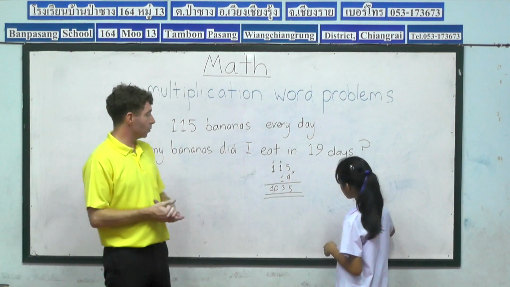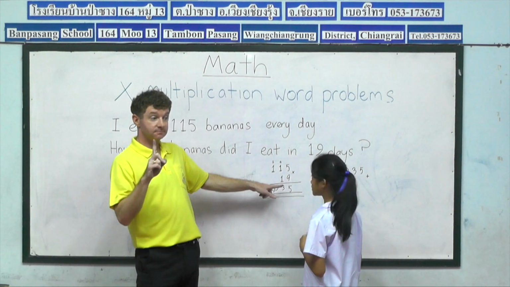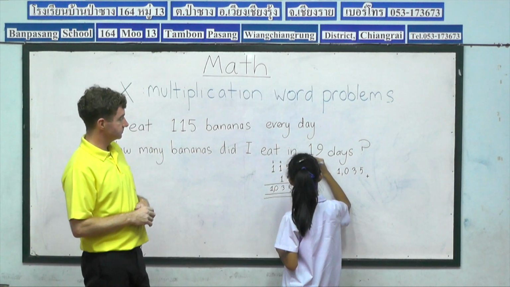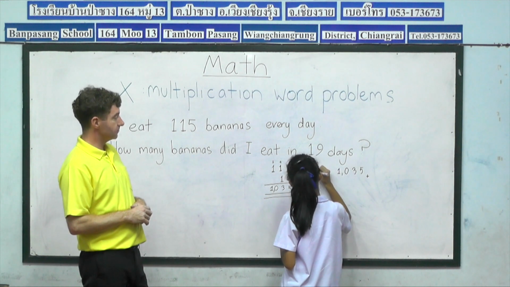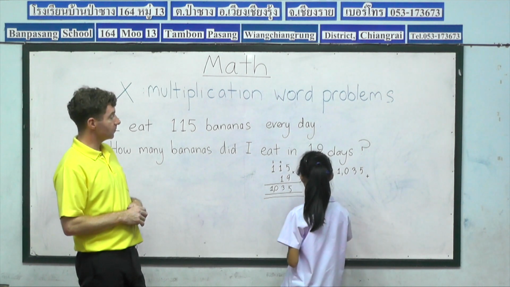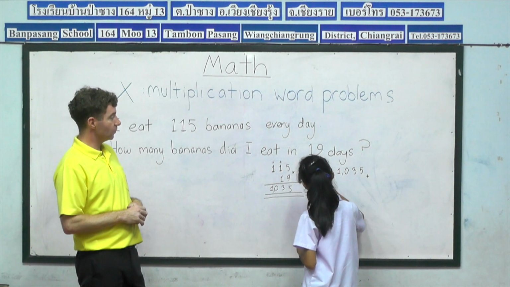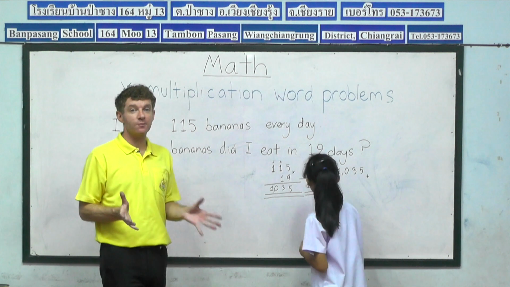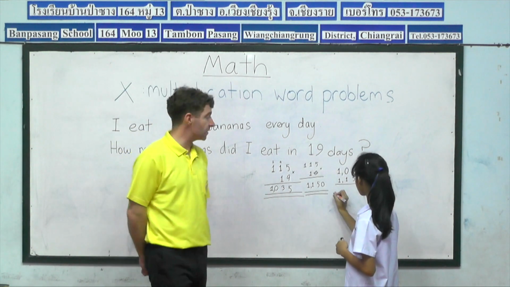Now we go from the ones column to the tens column. How many tens? 1. 1 ten is 10. So 115 multiplied by 10. Okay, so we can remove the 0. 1 times 5. 1 times 1. 1 times 1. Perfect. Because we're multiplying by 1, we get the same answer. And now we can add the two answers together.